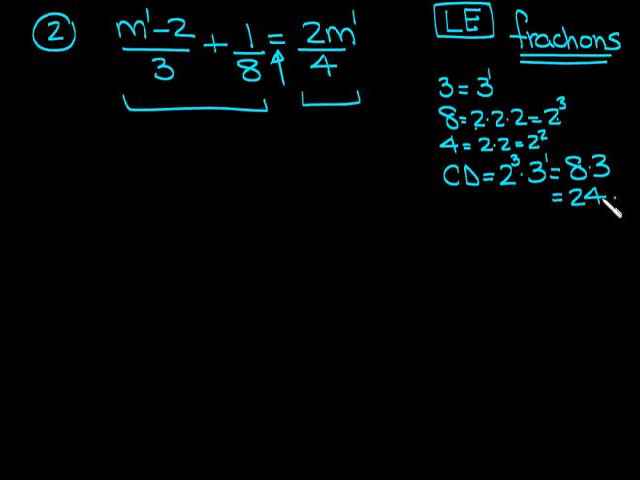Now I do want to caution you that when you try to find the common denominator, you're looking for the smallest number that's divisible by 3, 8, and 4. 48 is another number that's divisible by 3, 8, and 4, but we're looking for the smallest one.